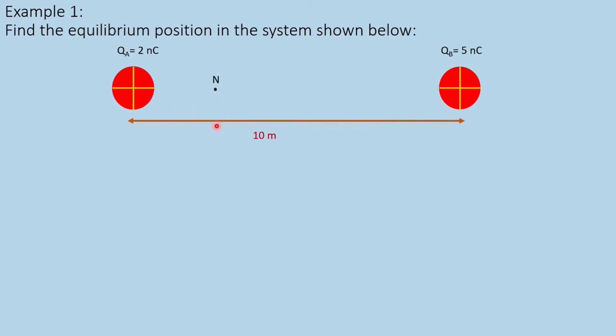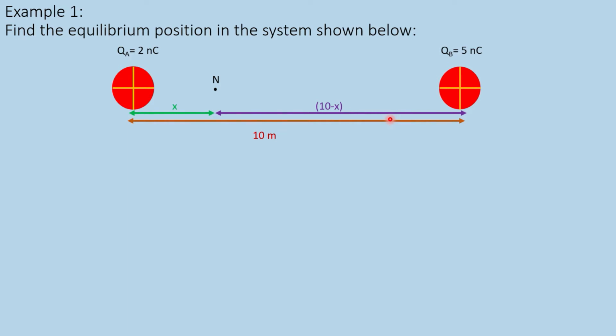We put it there. This distance is 10 meters. If I assume that this distance is x, then from N to B, it should be the total, which is 10, minus this part, which is x. So 10 minus x.